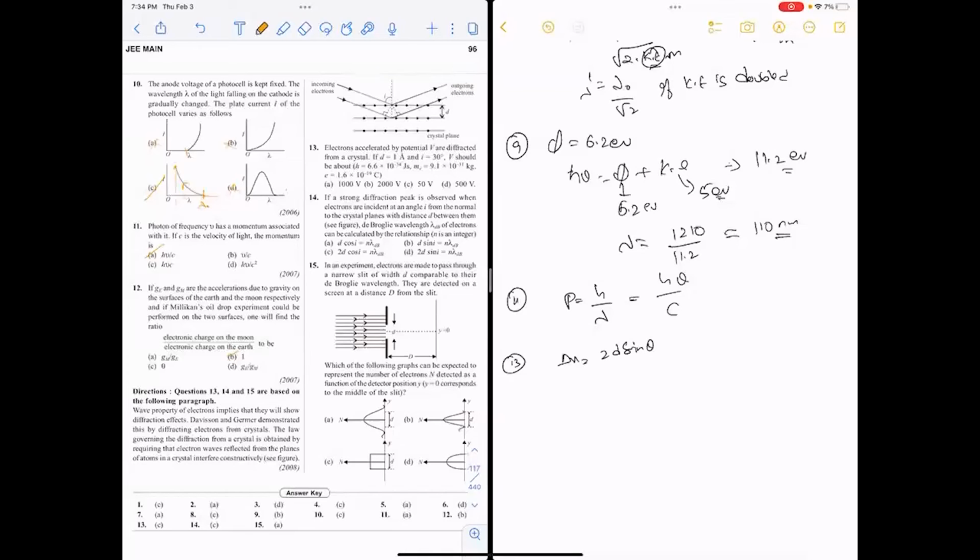13th: electrons accelerated by a potential V are diffracted by a crystal. If d is 1 Angstrom and theta is 30 degrees, V should be about, he's asking for the voltage V. h, the mass of the electron and e are given. Is it constructive interference? If you have to see the constructive pattern, then 2d sin theta is n lambda. He's asking the value of the voltage V.